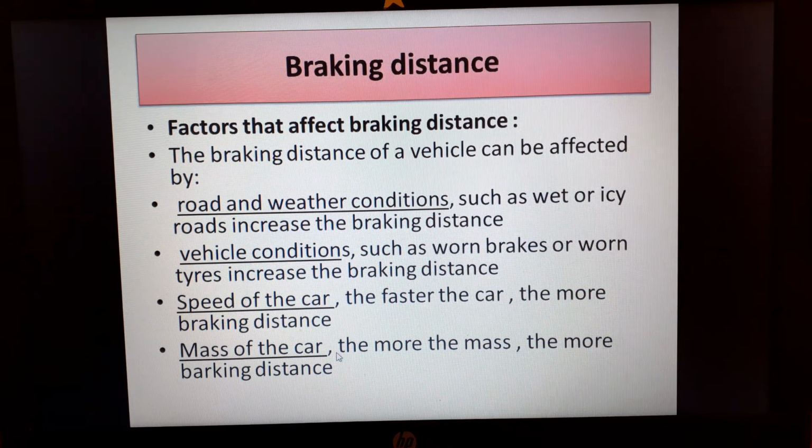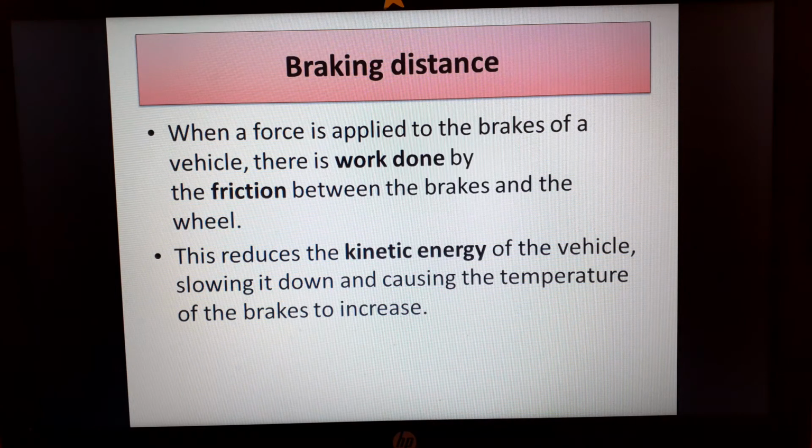Now, why is that important? Because for moving cars, it can be a matter of life and death if you don't press the brakes at the right time. So you have to be very, very aware of what it takes to stop a car. So you need to be aware of what time of the day it is. Is your car big or small?